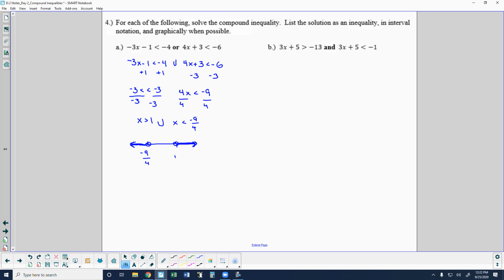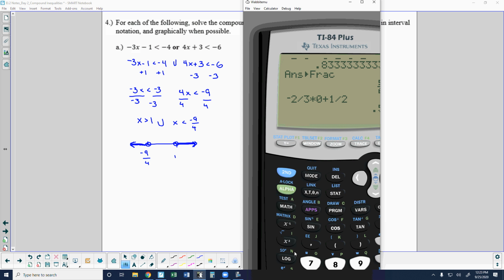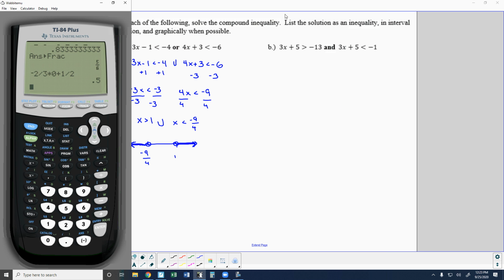So what this is telling us is we're looking for anything left of -9/4 or less than -9/4, or anything greater than 1, a number that is going to be to the right of 1 on the number line.